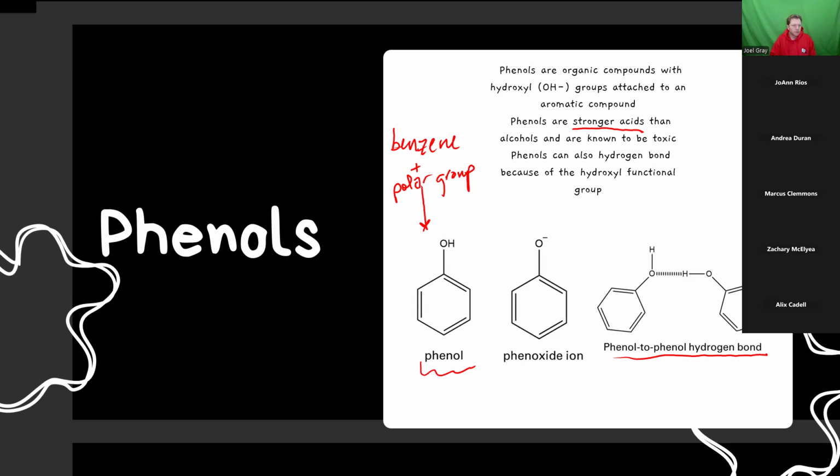All right. Now, 88% of the class got that right. They said benzene plus an alcohol. And yeah, great job. So benzene plus alcohol.